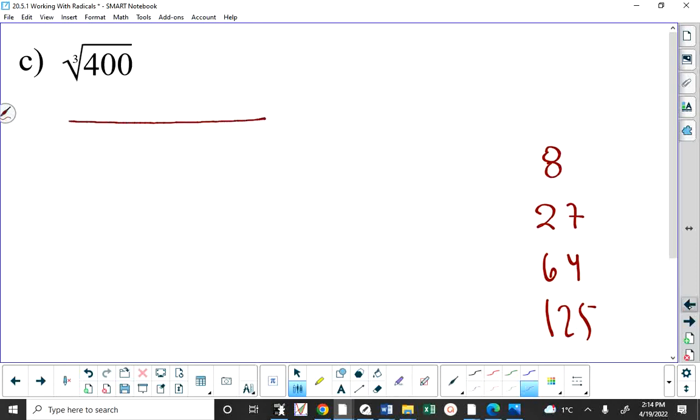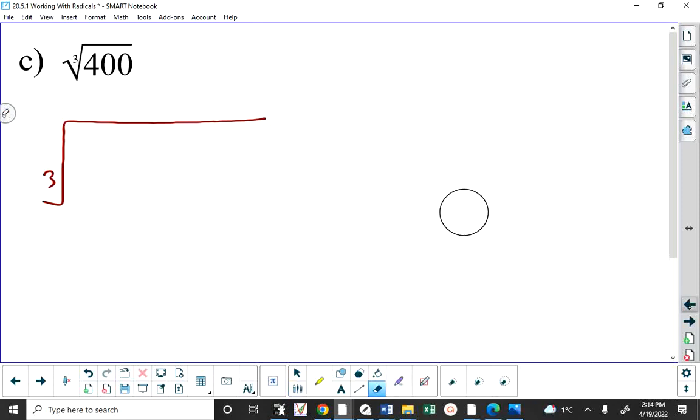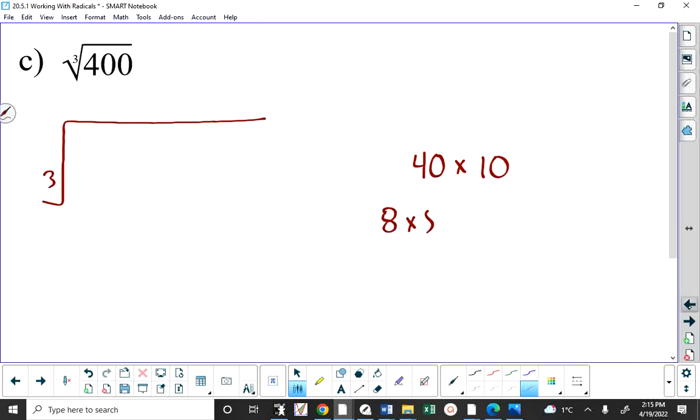Let's tear this apart into all of the prime factors. Prime means you can't factor it any further. You're down to numbers like 2, 3, 5, etc. So let's see, 400. I see 400 and my brain immediately says 40 by 10. 40, I see 8 by 5. 10, I see 5 by 2.